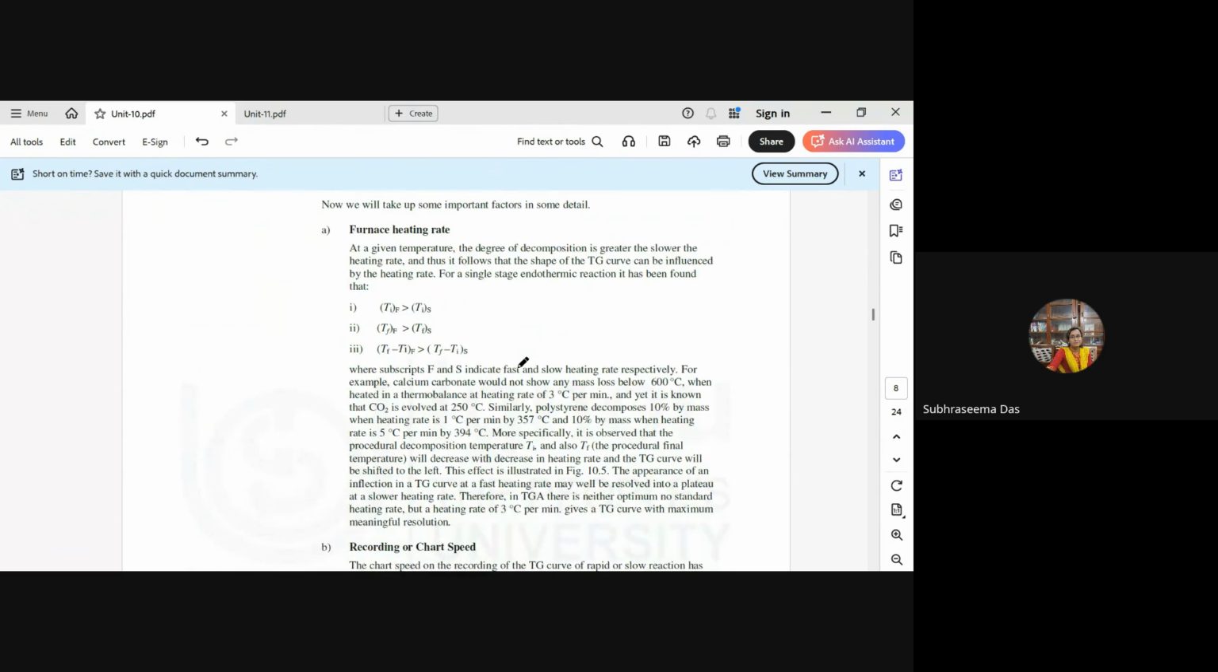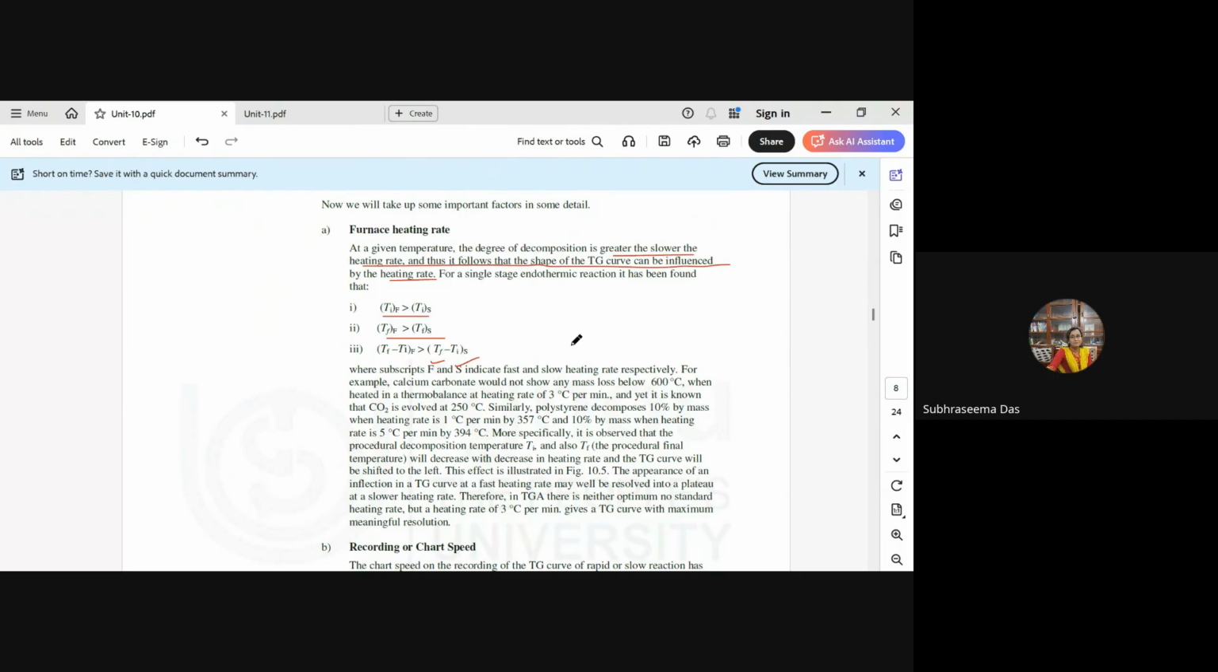So first is the furnace heating rate. We know that at a given temperature, the degree of decomposition is greater the slower the heating rate, and thus it follows that the shape of the TG curve can be influenced by the heating rate. We have seen that T final for fast heating is greater than T final for slow heating, where F and S indicate the fast and slow heating rate respectively.